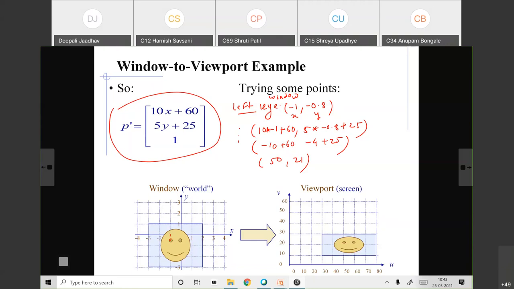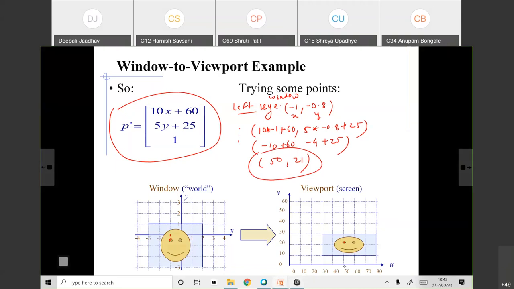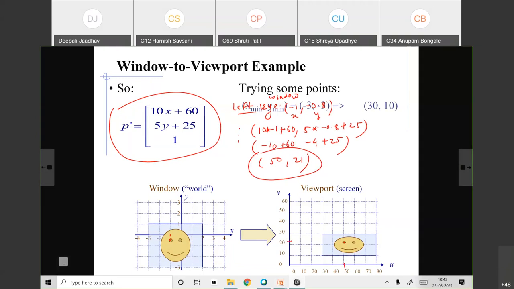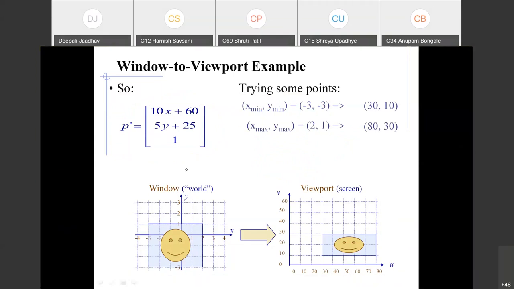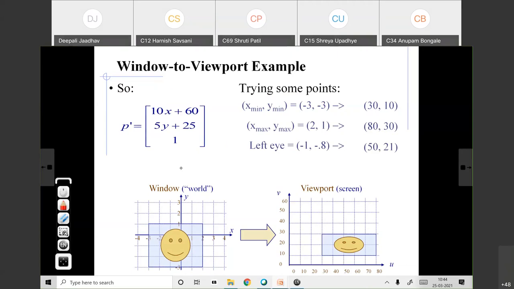Now check whether it is in the viewport at the same position 50 and 21. So you can observe at x it is at 50, and at y it is at 21 nearby. So we convert this window to this viewport. Now I take another example. Suppose I take here x min, y min also you can check. It is converted directly. Left eye.